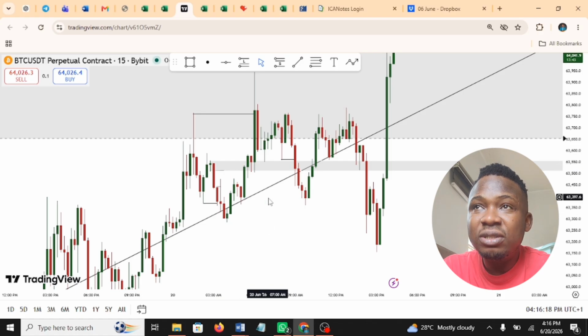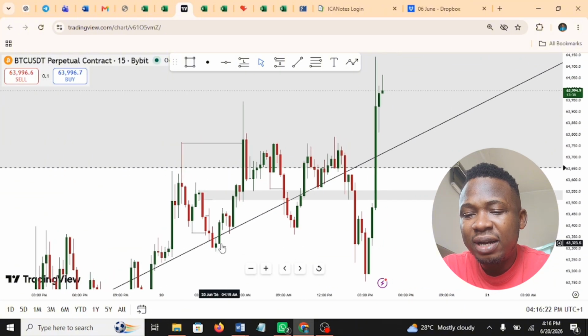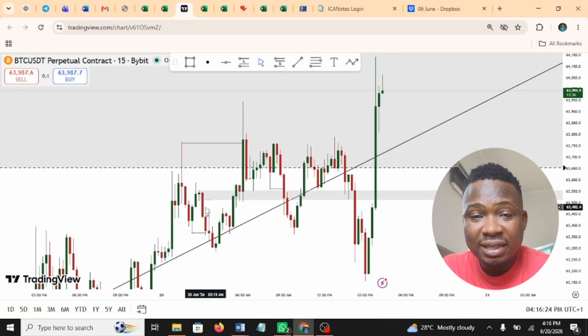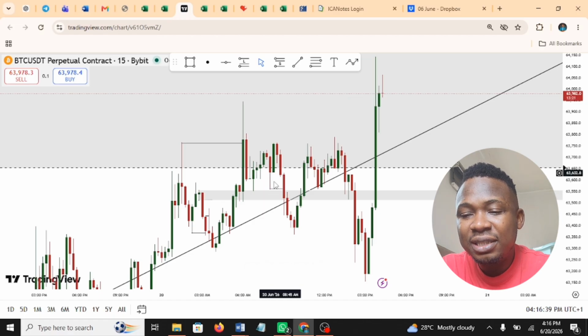So remember, I told you that when we get to a point of interest and we see a change of character with fair value gap, we take the trade. With risk management, because we know that even the very best setup can fail. So we are trading only Bitcoin. So when price came there, price invalidated it, and then price gave us another chance.